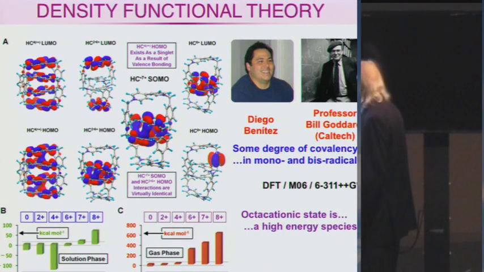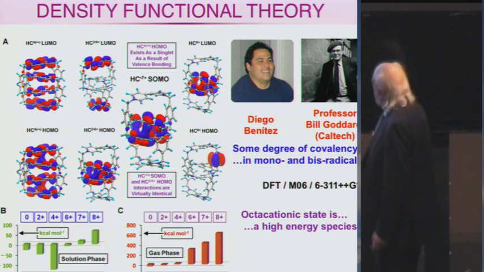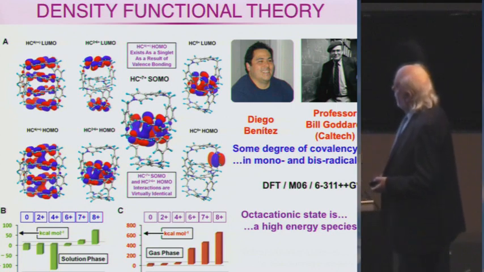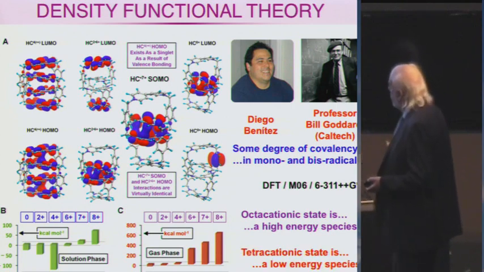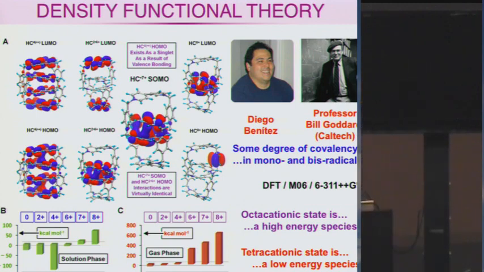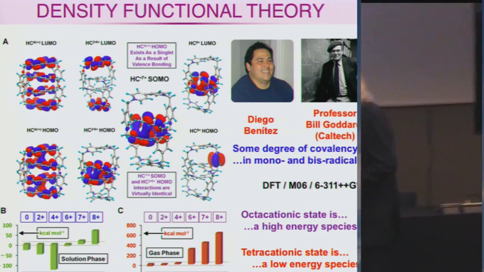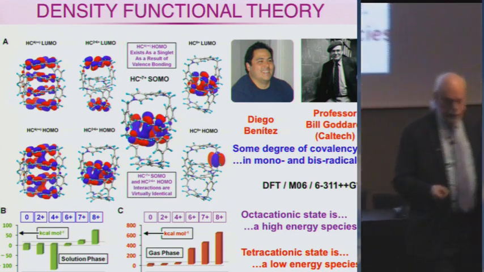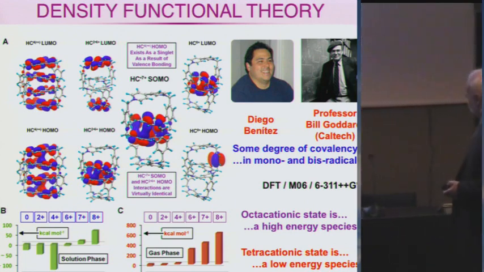And then when we get to the octacationic state, no surprise, whether you're in the gas state or in the solution state, it is going to be the most unstable of the species. And then particularly in the solution state, maybe not surprisingly, the radical at the tetraradical tetracationic state is the most stable.